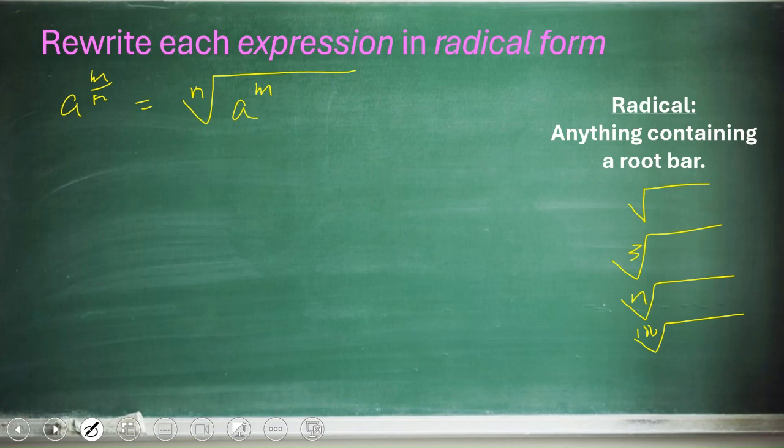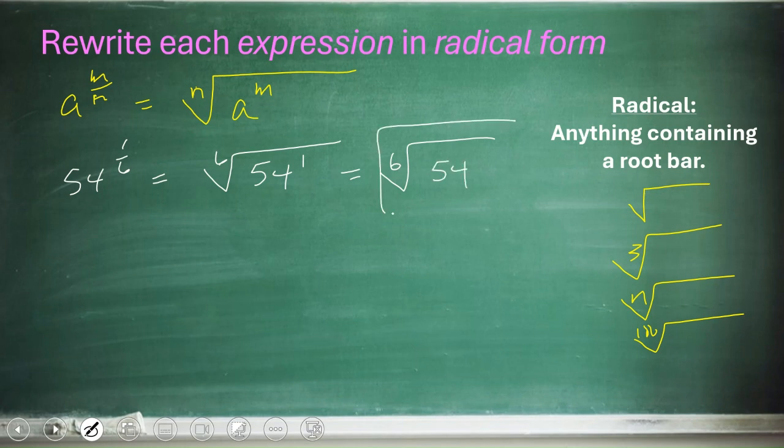So let's try with an example. We have 54 to the power of 1/6. In the check mark goes our 6. 54 goes under the root bar and it's raised to the power of 1. Now you may recall me telling you in other videos that math people do not like writing extra numbers. So 54 to the power of 1 would never be written that way. It would just be written as 54. So this is your best answer.